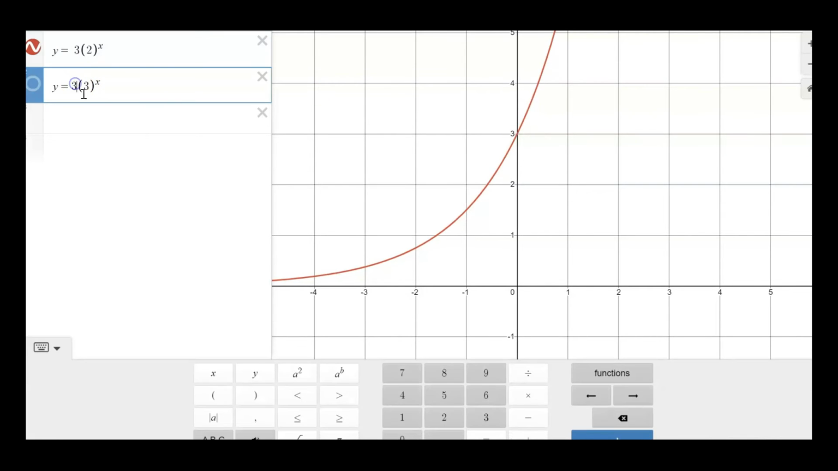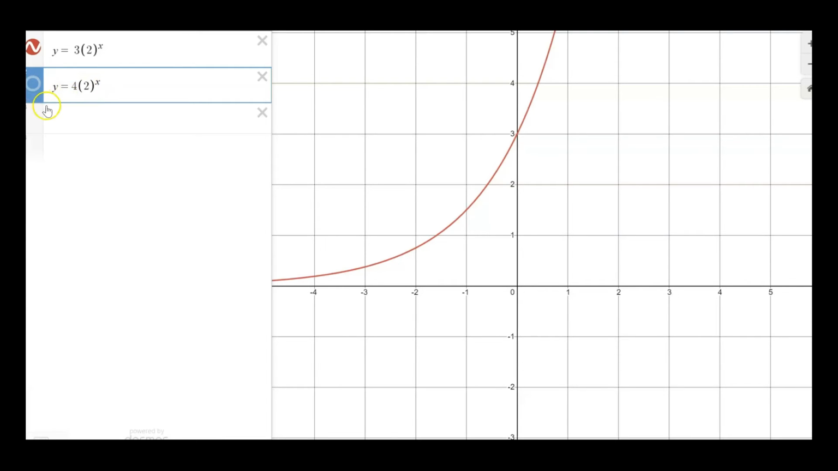If I were to change the initial amount, let's say I changed it to 4, and I create this new line. I'm going to use the same rate here, y equals 4 times 2 to the x. All that did was it took this original function and it moved the y-intercept up here to 4. That's the initial amount. When x equals 0, that's my initial amount.